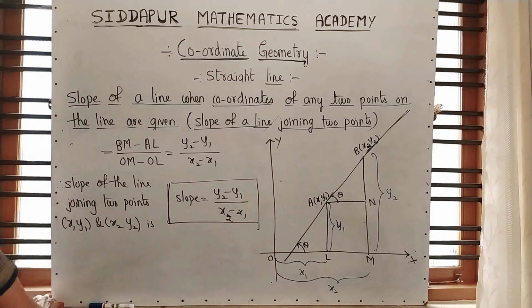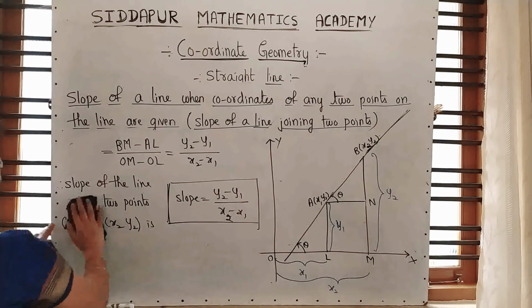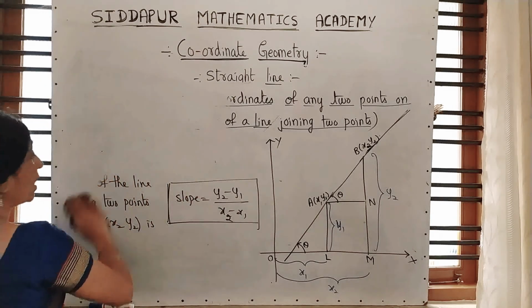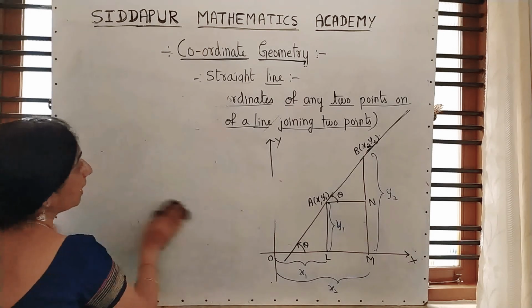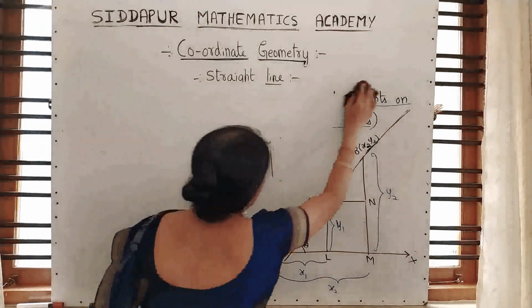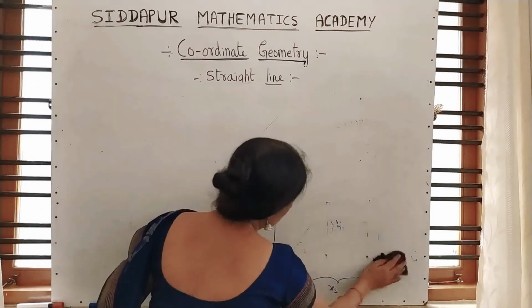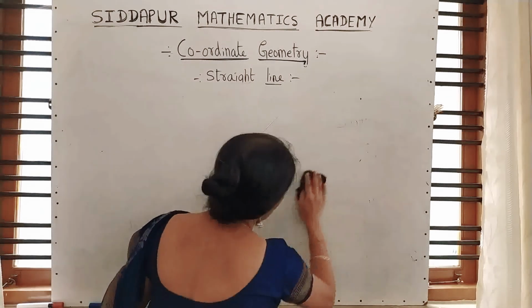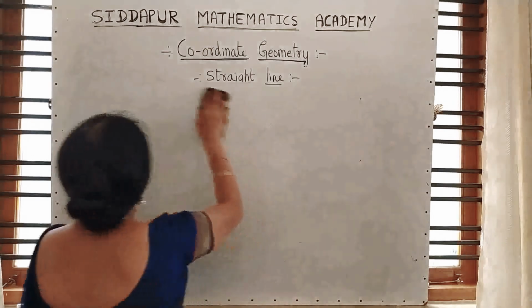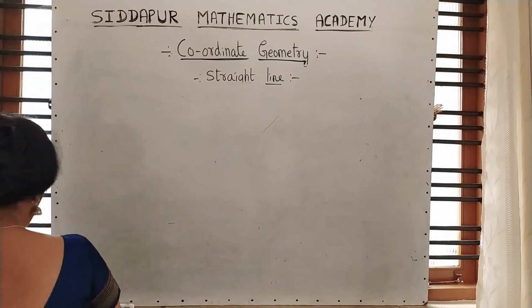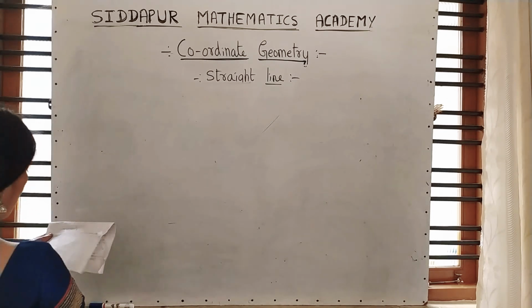That means in today's class we got two formulas for the slope of the line. If you know the angle, then the slope of the line is tan theta. If 2 points are given, then the slope of the line is y2 minus y1 upon x2 minus x1. That means for the slope only we got two formulas. Now I am giving you one example based on this formula.